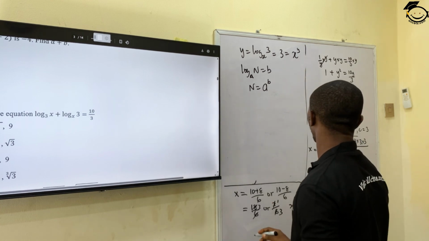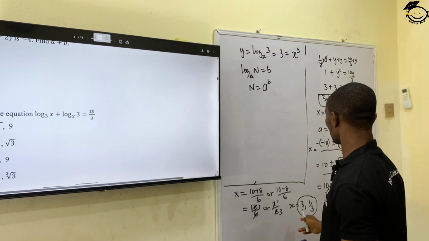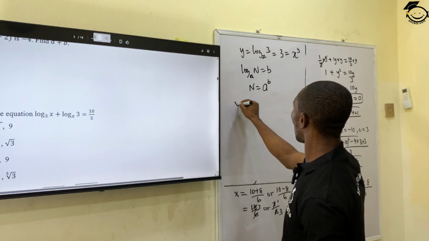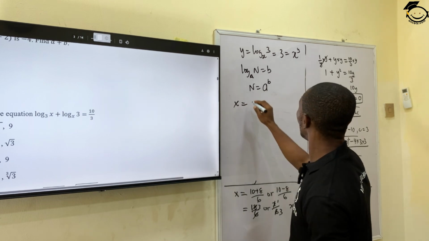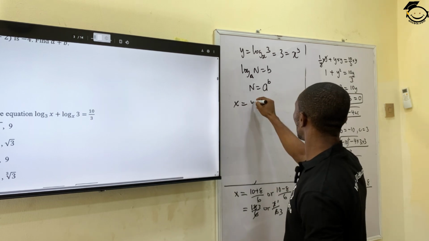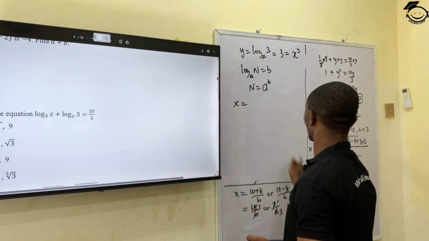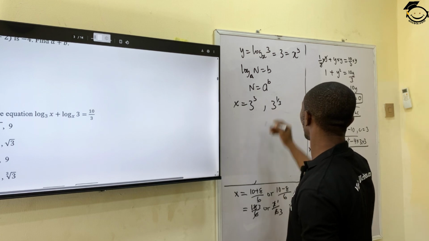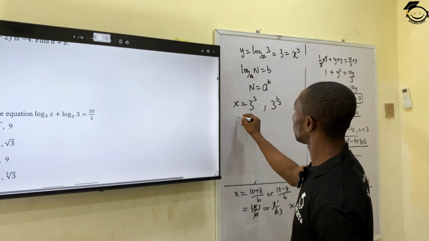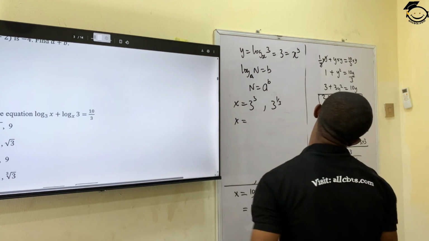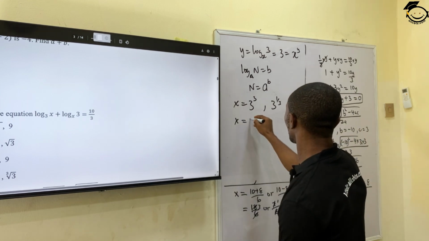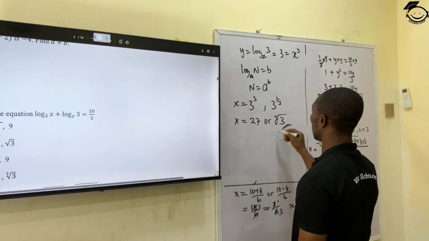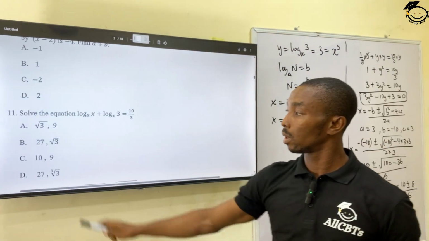Now for our value of x, this will give us 3, which is y. Our value of y here is 3 raised to power 1 over 3. Now this gives us x equals 3 raised to power 1 over 3, which is the cube root of 3, which brings us to our answer D.